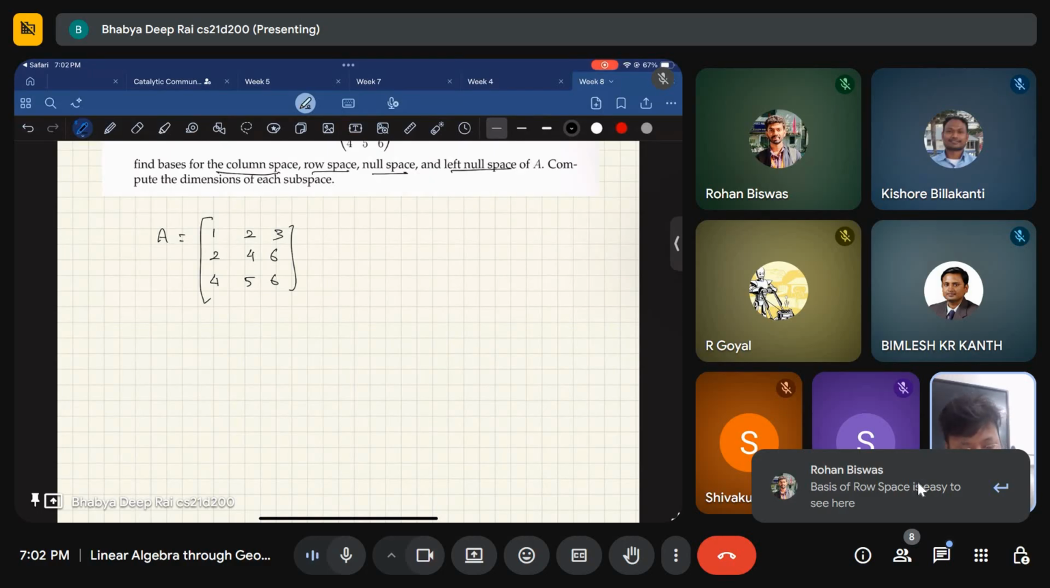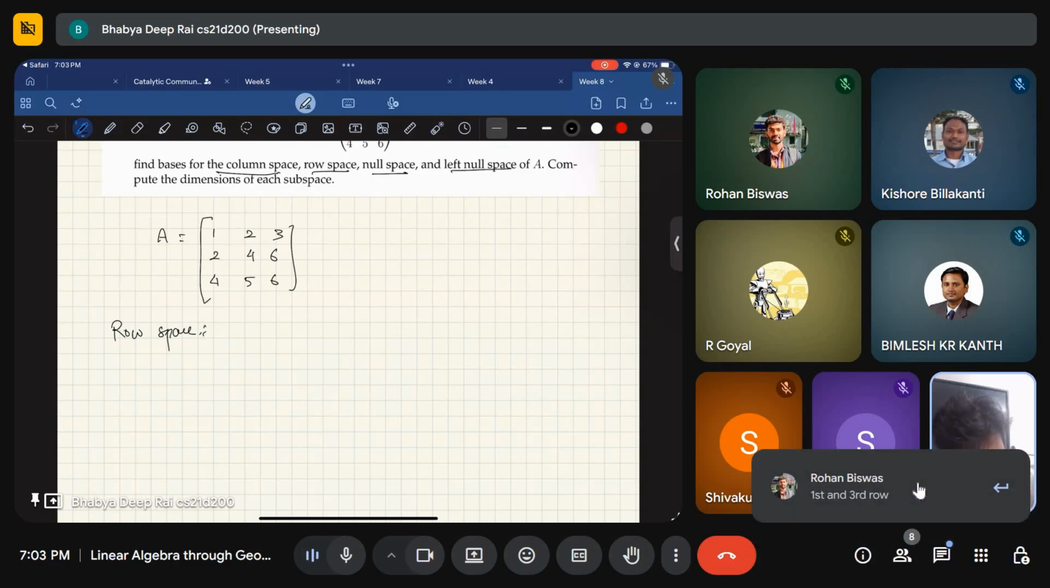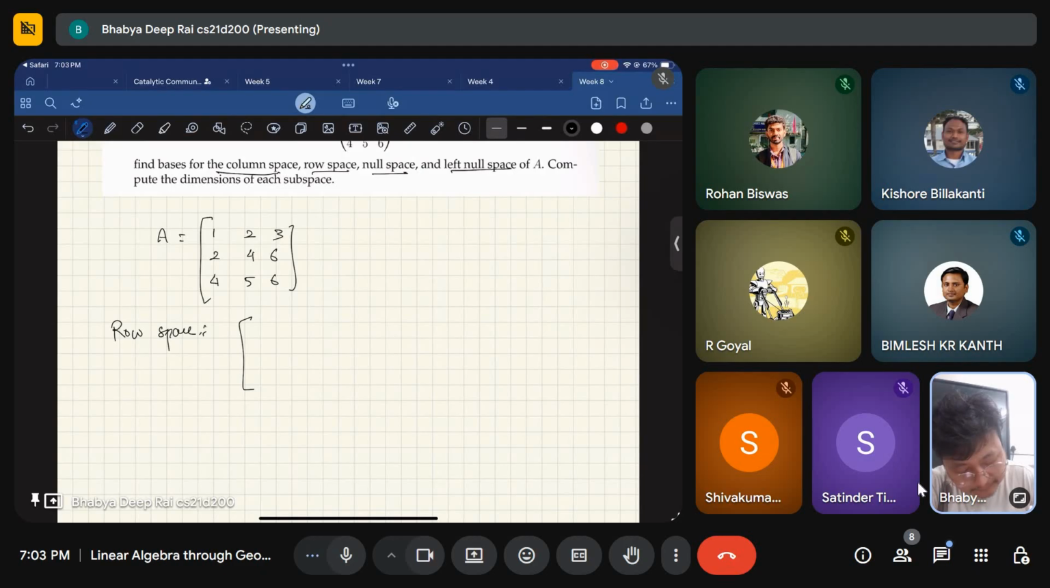Rowan is saying basis for row space is easy to see. Okay, then let's do row space first. For row space, I'll look at the rows and do row operations probably. I can see that 2, 3, 2, 4, 6, 4, 5, 6. So the second column is just a multiple of the first column. I think that's what you mean, right?